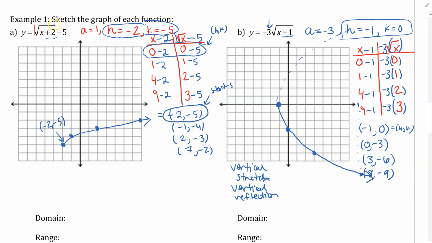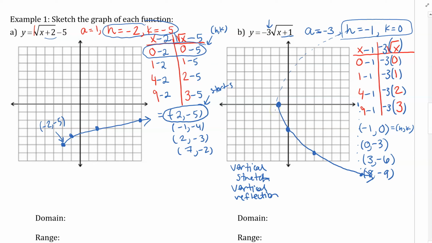So positive square roots give you the top half of a sideways parabola. Negative square roots give you the bottom half of a sideways parabola. And if the A value is bigger than 1, it's going to really stretch it down. So now these are more like bags under the eyes, right? The top half is the eyebrow. The bottom half would be like the bags under the eyes.